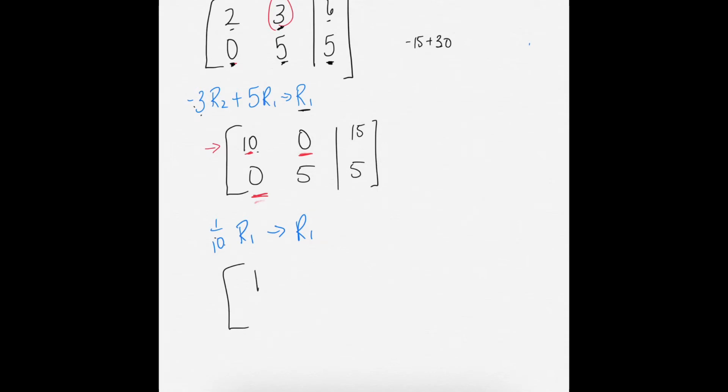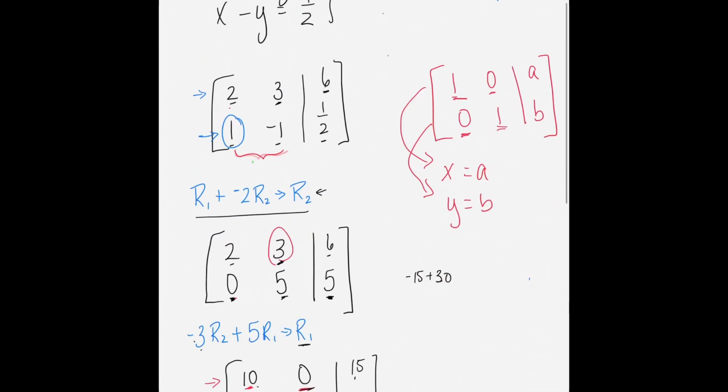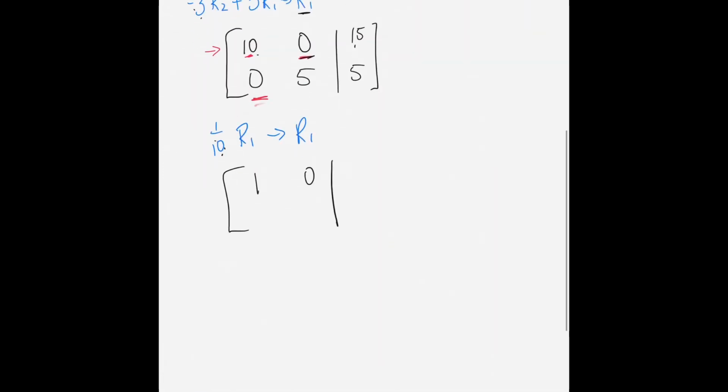So if I do that, 1/10 times 10 is 1. 1/10 times 0 is 0. 1/10 times 15 gives me 3/2. All right, I didn't do anything to row 2 yet. Once you get good at them, you can do a couple steps in one.